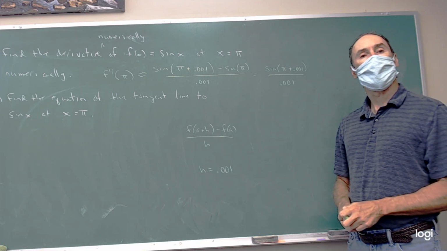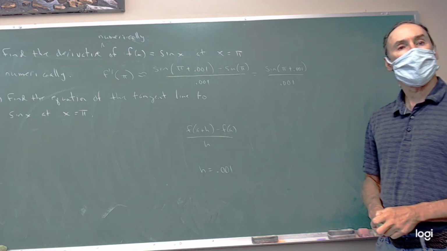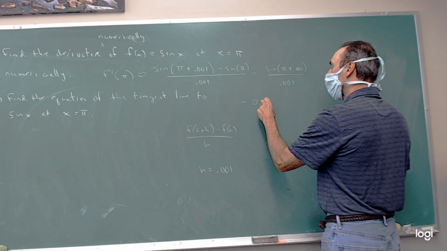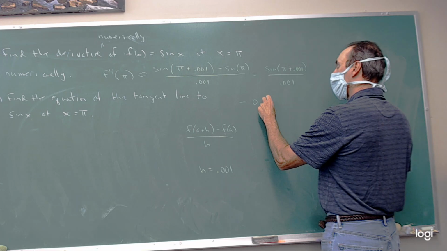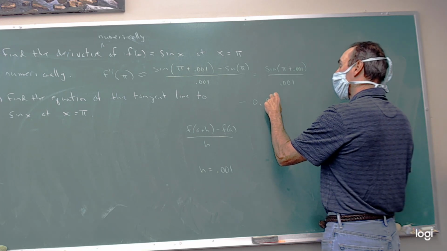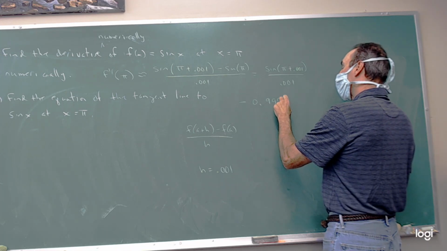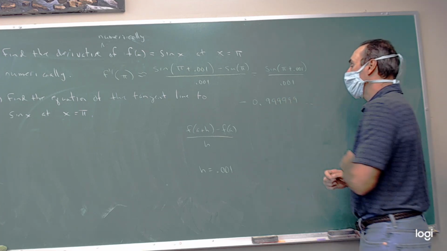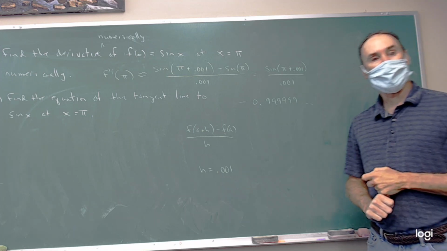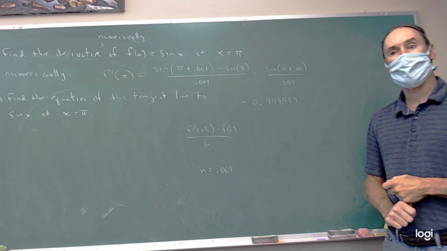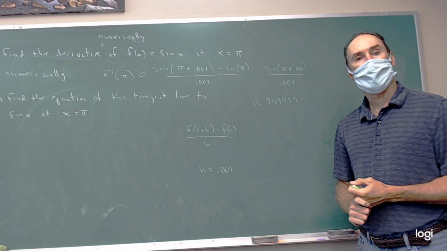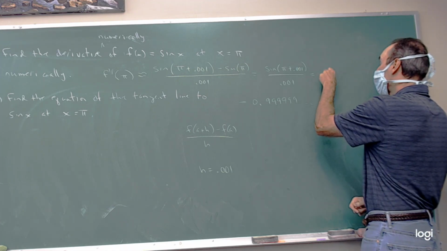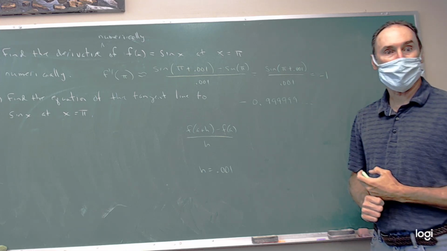Anybody have it? So negative 0. How many nines do you have? Six nines. Good, this is what I was hoping for. Anyway, we're going to round to 3 decimal places. So if we round to 3 decimal places, what will this be? Negative 1. Yep. So for our purposes, that is equal to negative 1.